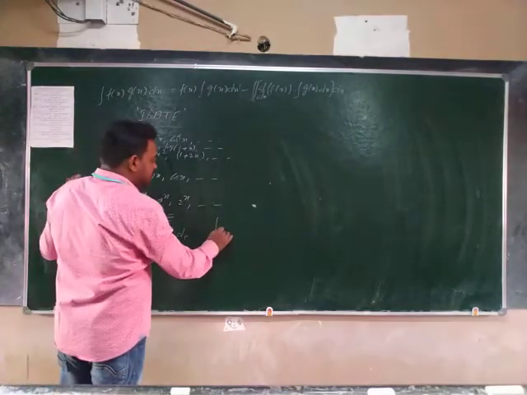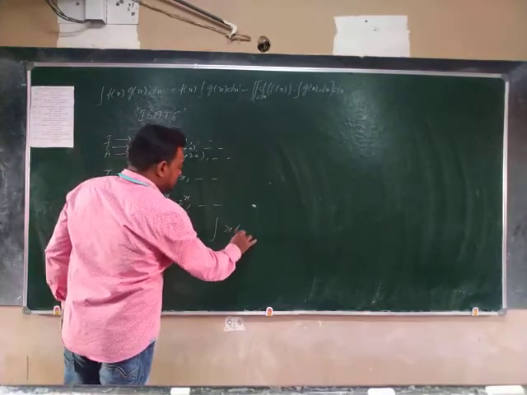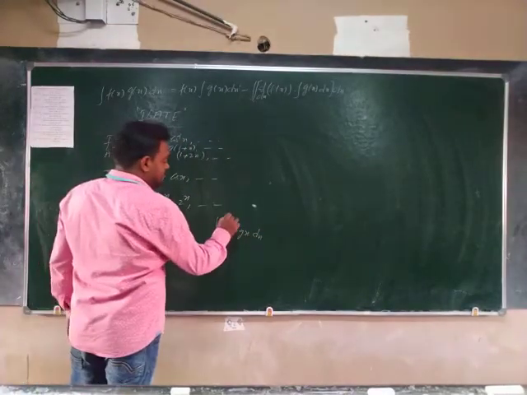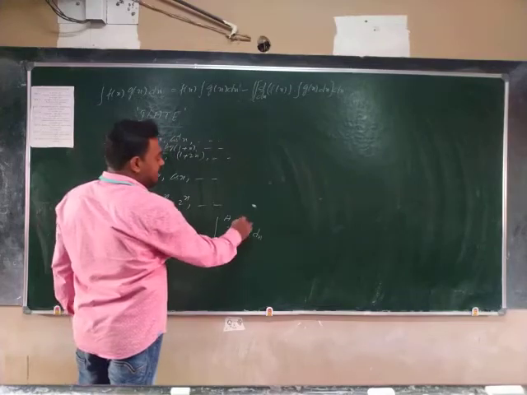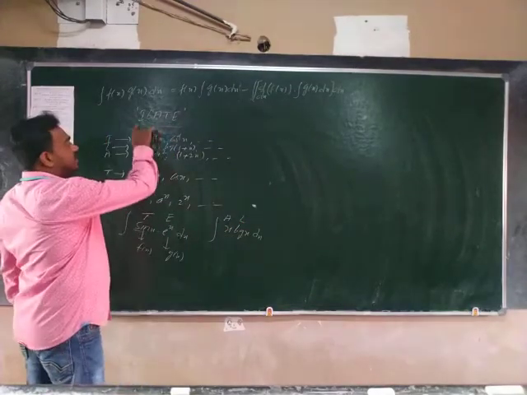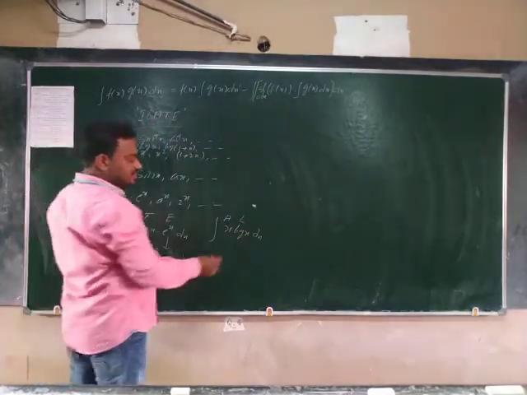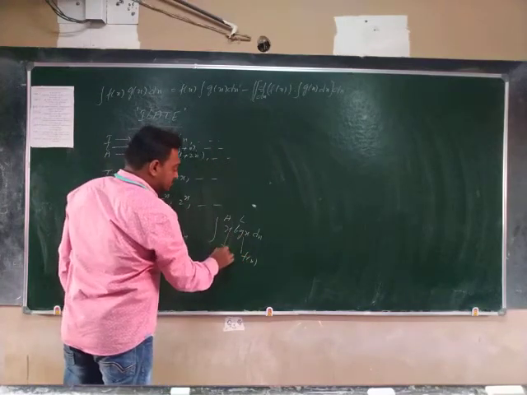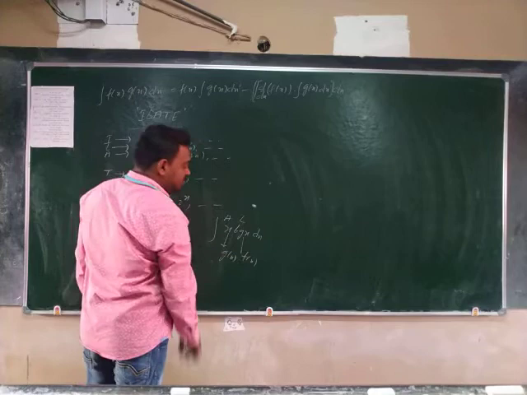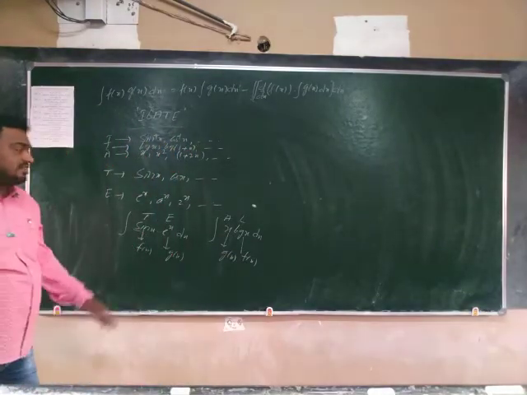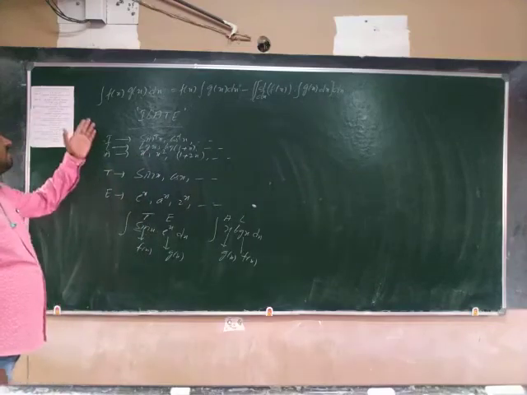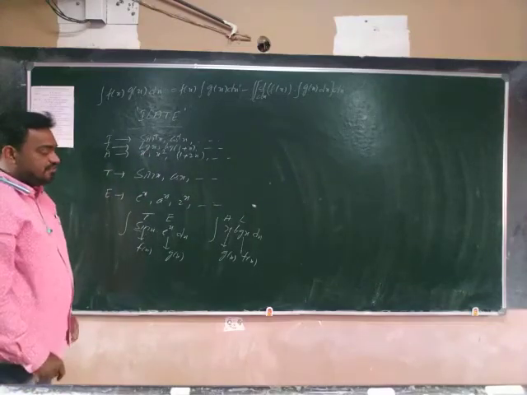Next, integration of x into log x dx is there. Here x is the algebraic function, and log x is the logarithmic function. In this order, which is first? L is first. So log x is f of x, and the remaining one, x, is g of x. Like this, we are selecting f and g. This is the integration by parts formula.